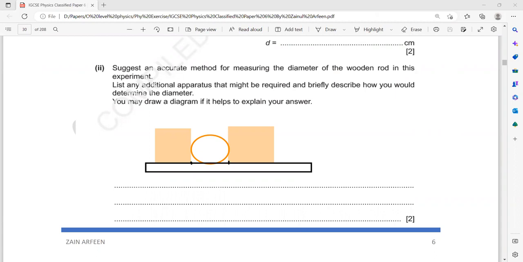So how will you score the marks, like how you can measure? You can take two blocks and measure the gap size. This gap you will measure using a ruler or the scale, and this gap size will be equal to the diameter. And whenever an experiment is done, you should always mention repeat. So we will use the rod between the two blocks, and we will measure the gap, and repeat the experiment to take an average.